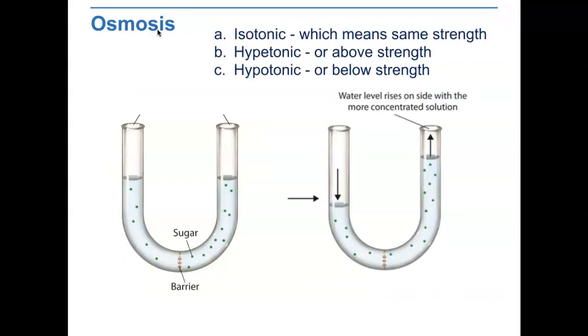At that point, the concentration of water and sugar will be the same on both sides of the membrane. When this happens, the two solutions will be isotonic, which means same strength. Note that strength refers to the amount of solute, not water. When the experiment began, the more concentrated sugar solution on the right side of the tube was hypertonic, or above strength, compared to the left side, so the diluted sugar solution was hypotonic, or below strength.